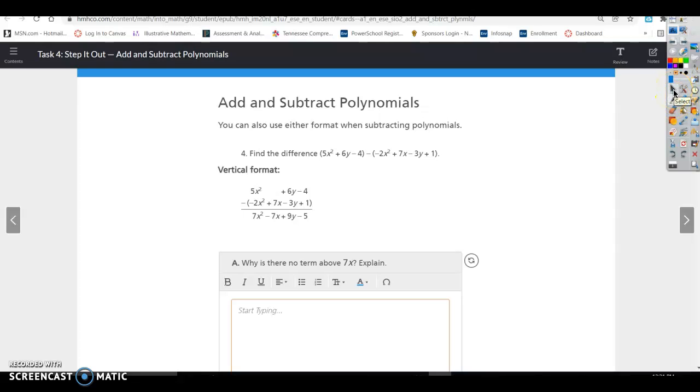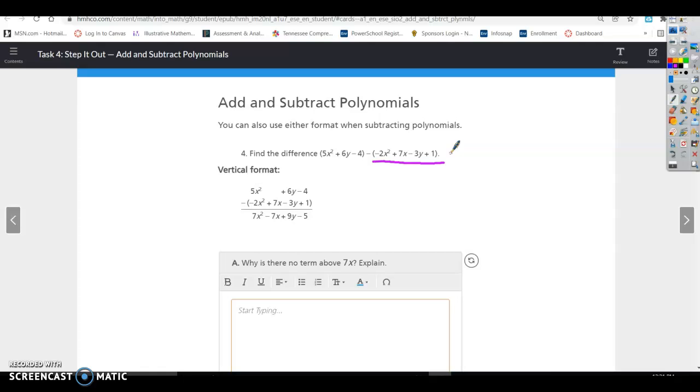Alright, so it says find the difference in 5x squared plus 6y minus 4 minus, and this is in parentheses, 2x squared plus 7x minus 3y plus 1. So you're subtracting this whole term, okay?